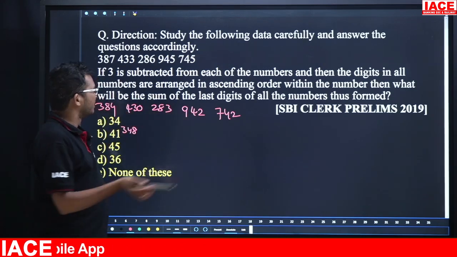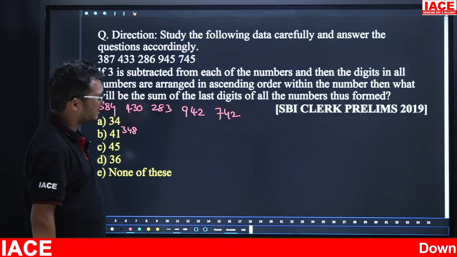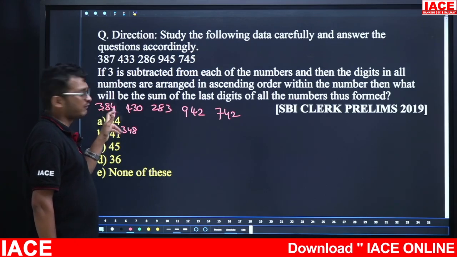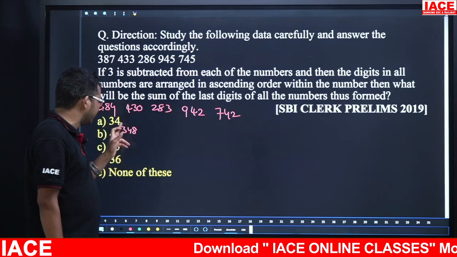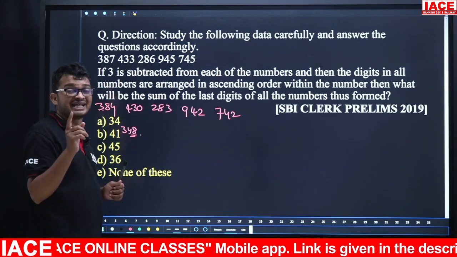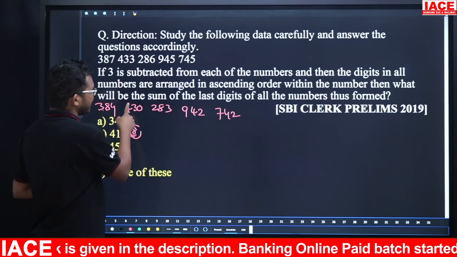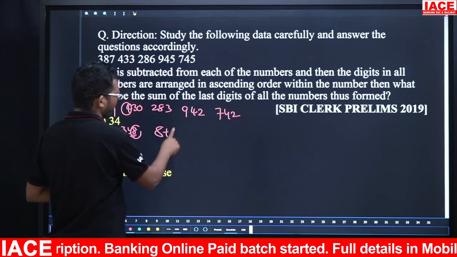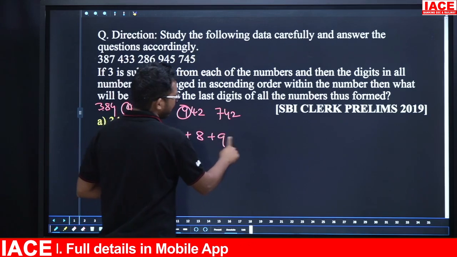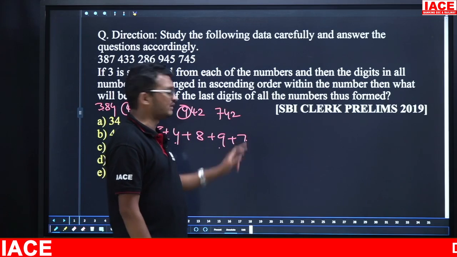Now go for the question here. What will be the sum of the last digits of the numbers thus formed? Friends, suppose 384, if you arrange it in ascending order, then 348. So the last digit is always the highest digit in the given number. Here the highest digit is 8, here the highest digit is 4, here it is 8, here it is 9, here it is 7. Now what is the total?